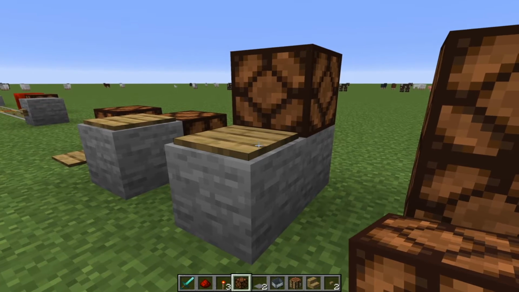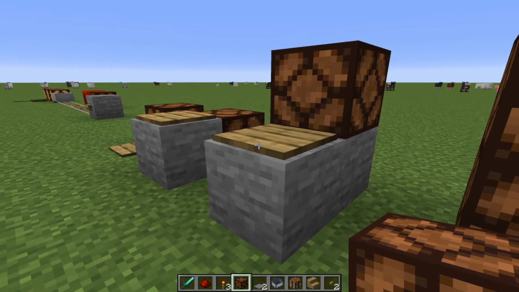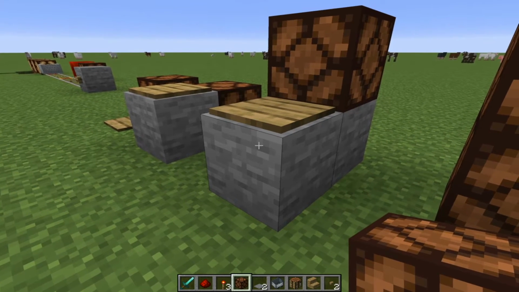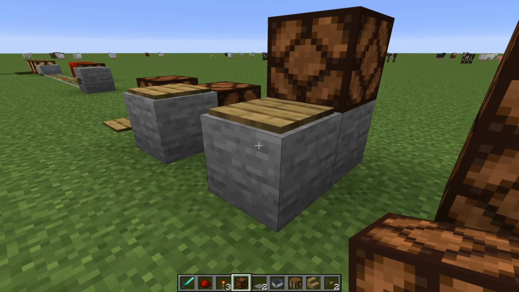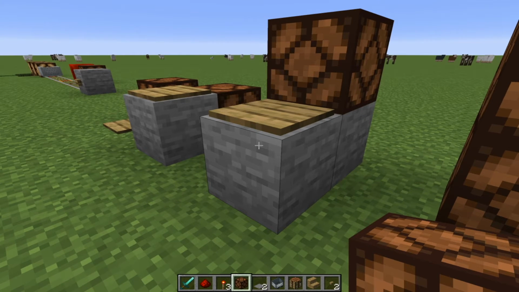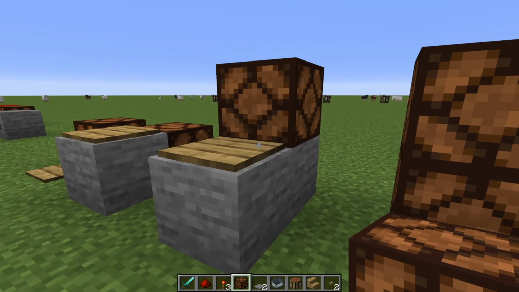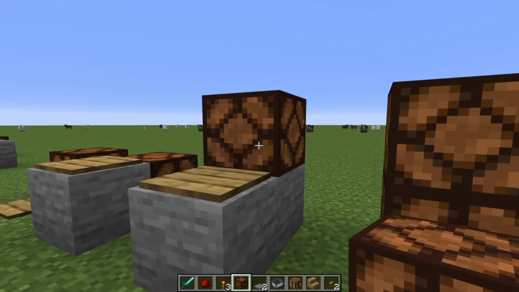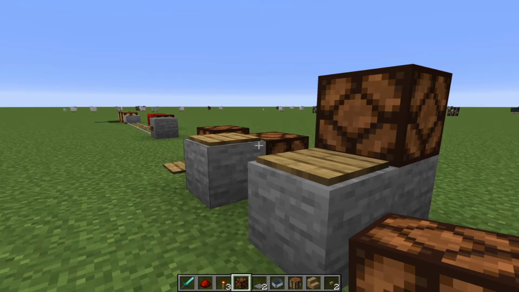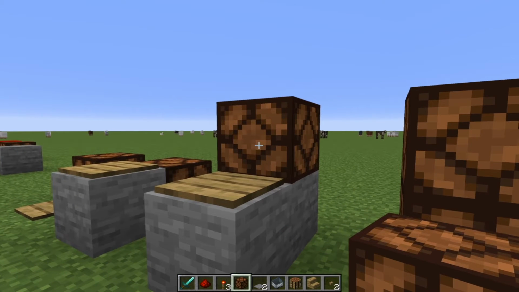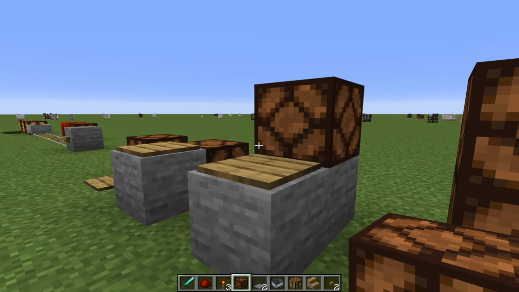Now, furthermore, because this pressure plate is occupying the block above this block of stone, this is going to activate and send a signal to any blocks adjacent to it as well. Therefore, this redstone lamp should get activated.